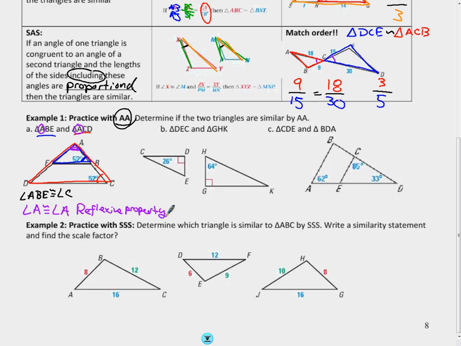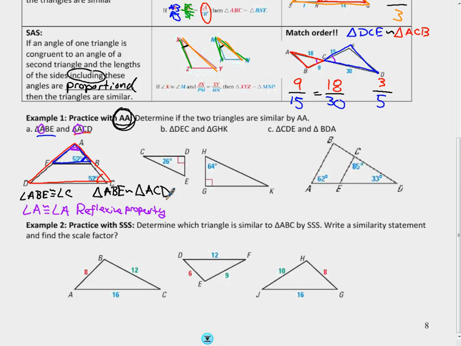Okay? So those 2 angles are congruent, so that means the 2 triangles are similar. Because if I have 2 angles that are congruent, then I know they have to be similar to each other. So, if triangle ABE is what I'm looking at, what is it going to be similar to? Same order, same order, same order. ACD. It's got to follow that same order. Alright, letter B. DEC and GHK.